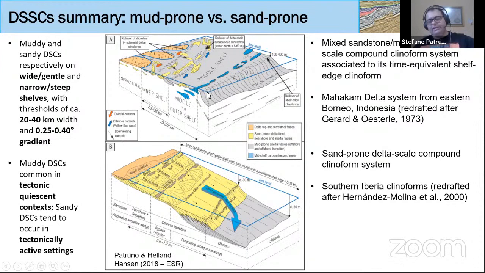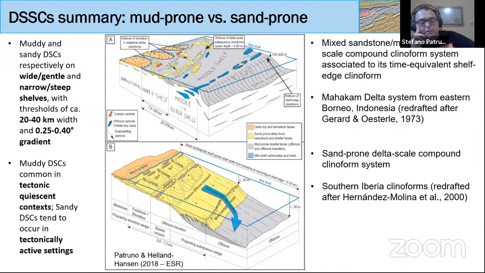And this is from the Southern Iberia case that comes from the Hernandez Molina et al. paper, showing clearly beach clinoforms here at the shoreline. And then in fully subaqueous settings, but still sandy, yellow represents sand, subaqueous clinoforms.